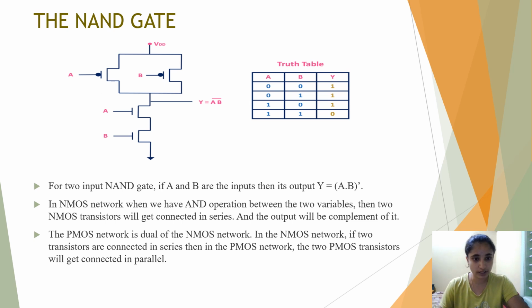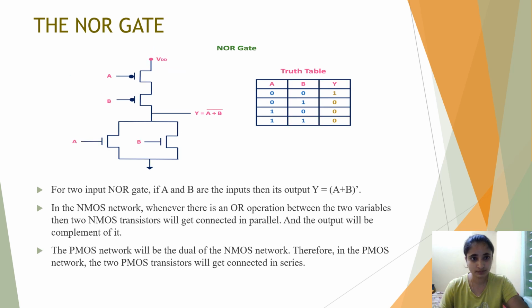The PMOS network is the dual of the NMOS network. In the NMOS network, if any transistors are connected in series, then in the PMOS network, the two PMOS transistors will get connected in parallel. So this is the NOR gate, where the PMOS transistors are connected in series and connected to the VDD, and the NMOS transistors are connected in parallel, and the output may be (A plus B) whole bar.